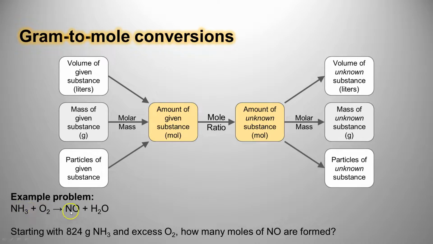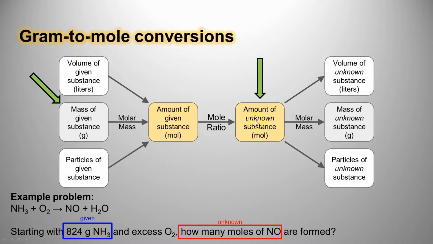Ammonia plus oxygen is going to react to make nitrogen monoxide and water. I have 824 grams of ammonia and lots of oxygen, so we don't even need to worry about that. But this much ammonia, how many moles of nitrogen monoxide? So I'm going to be looking at my unknown as moles of nitrogen monoxide, and my given is 824 grams of ammonia. So here's where I'm starting, the mass of a given substance, which is right here, and I'm trying to get to moles of nitrogen monoxide. So I'm trying to get to here.